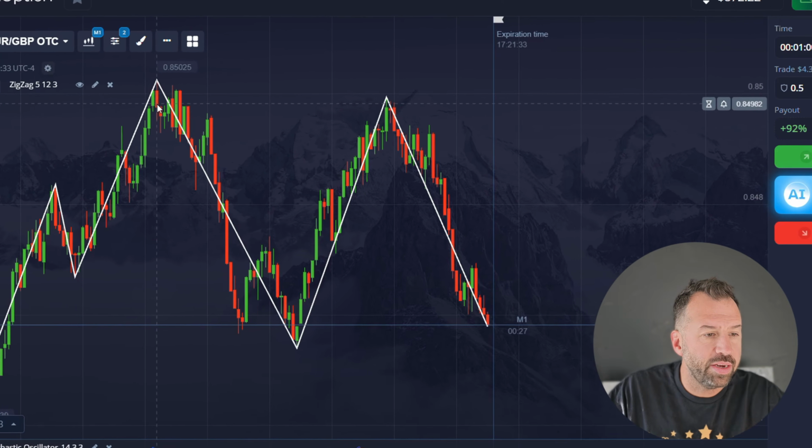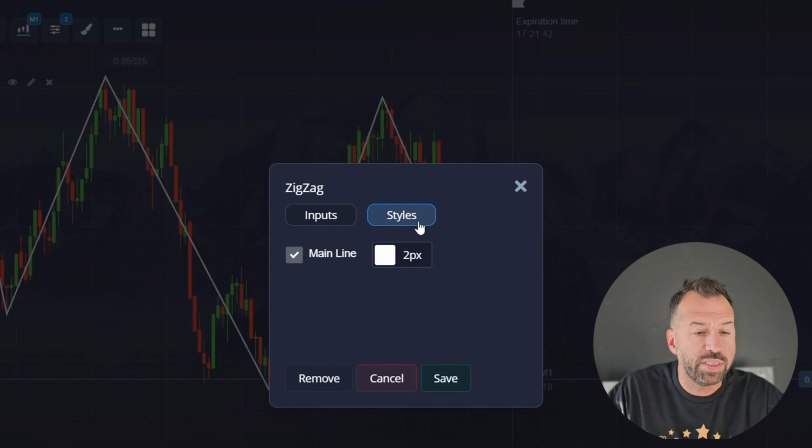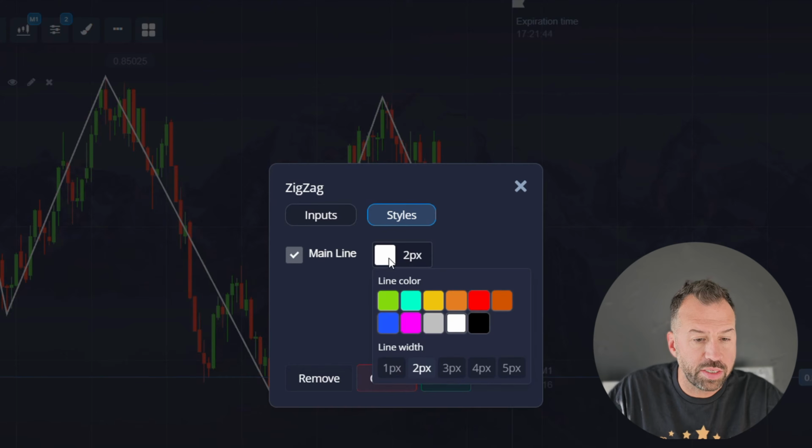All right. So let's break down the ZigZag strategy settings. The deviation is set to 5, the depth is set to 12, and the back step is set to 3. I'm using a white line with a 2 pixel width, and then you hit save.